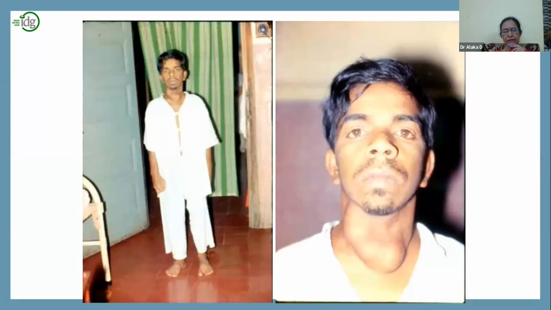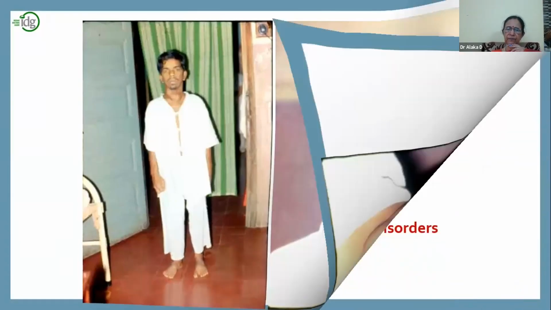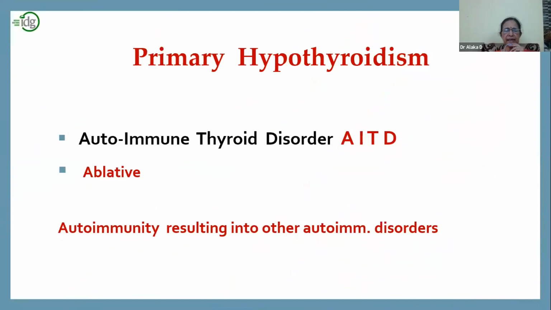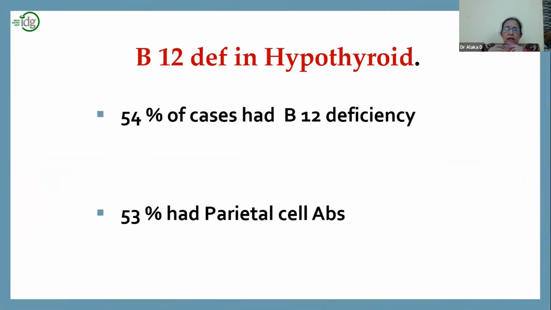So there is no point doing surgery in a goitrous hypothyroidism, because whatever you leave behind is again going to increase. So just treat them with thyroid replacement therapy. Primary hypothyroidism, I told you, is most often an autoimmune thyroid disorder, or it could be ablative, surgical ablation or radioablation.